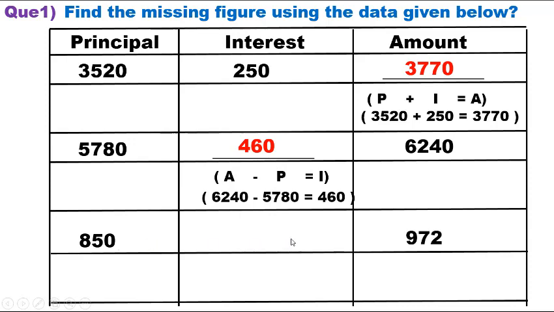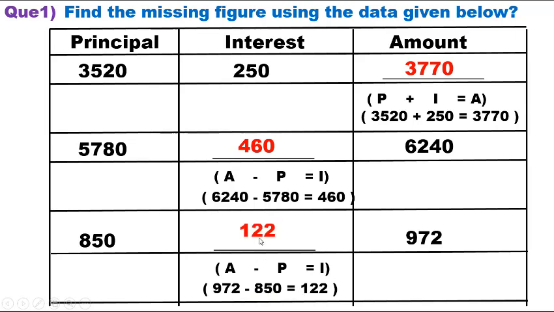850 rupees principal. Amount is 972. Then what is the interest? Here interest is equal to amount minus principal. Therefore 972 minus 850 is equal to 122. Therefore the interest is 122.